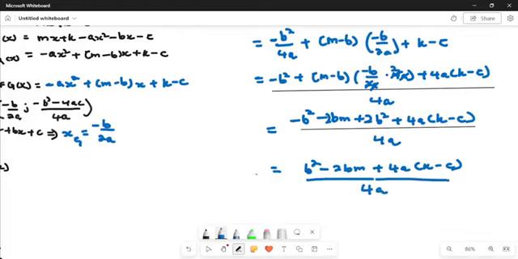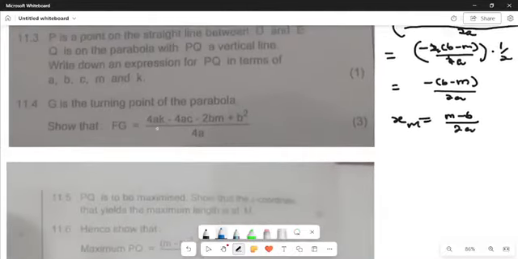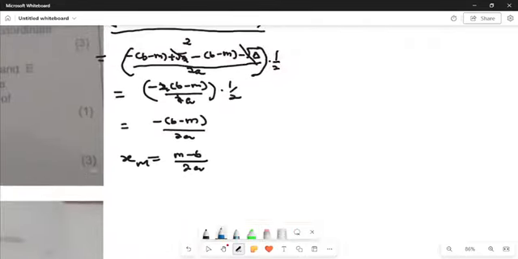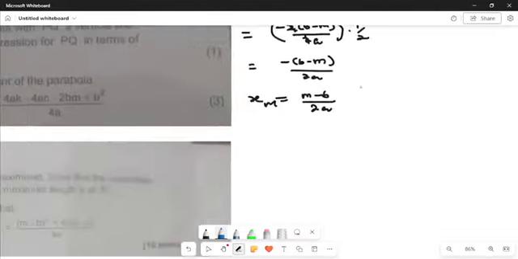We cannot further simplify that, so this should be our fg. We have 4ak minus 4ac minus 2bm plus b squared, over 4a, so we can expand this and say 4ak minus 4ac. We roughly have the same solution. So you can just multiply out this thing. You should have an identical solution to what we are given there.